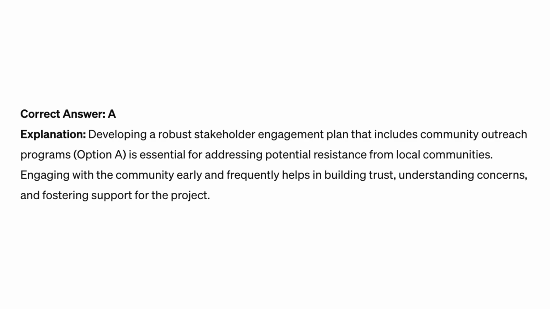Correct answer A. Explanation: developing a robust stakeholder engagement plan that includes community outreach programs, option A, is essential for addressing potential resistance from local communities. Engaging with the community early and frequently helps in building trust, understanding concerns, and fostering support for the project.